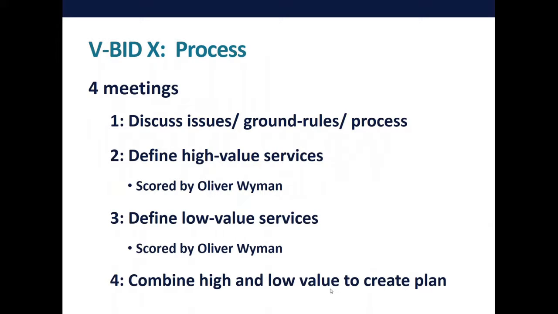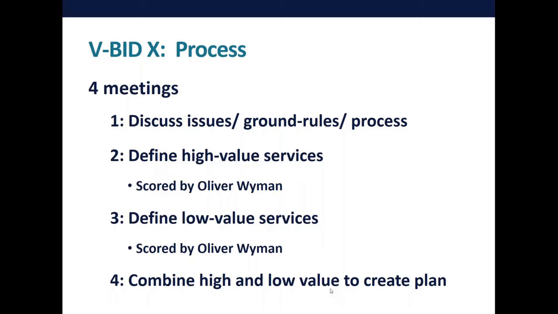So the whole project consisted of 4 meetings and a bunch of work between the meetings. The first meeting was to bring the group together and discuss the issues, the ground rules, and the processes. A lot of these questions about how nuanced we could be in picking high and low value services. So for example, a service is not high value for everybody necessarily. It may be only high value for some subset of people. So there's a question about that level of granularity, what would be implementable, and a whole series of other related issues about how we were going to go about doing this.